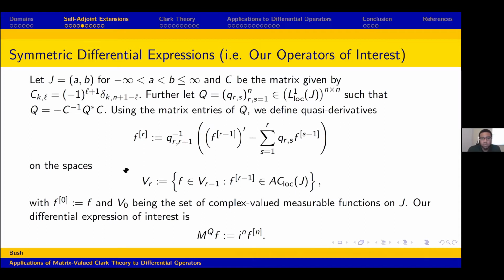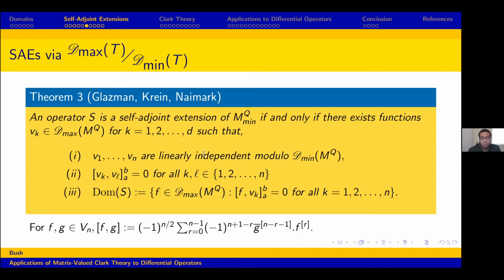And then through this process, we're going to ultimately care about the nth quasi derivative, and we're going to multiply that by i to the n, and that gives us our operator of interest. So that is kind of what you need to know from that. And so with this setup, now we can look at the self-adjoint extensions of that specific type of operator.